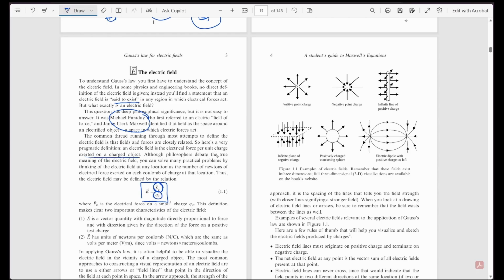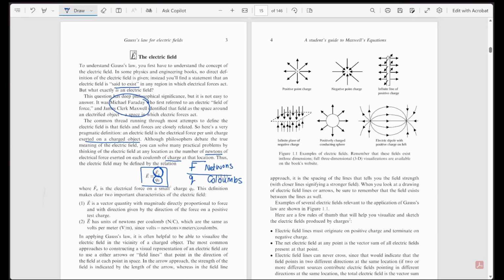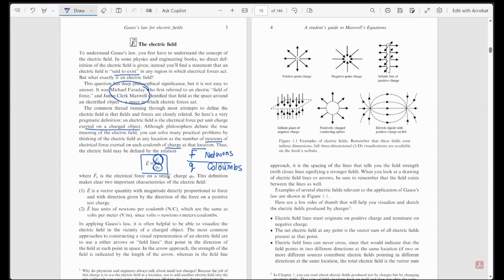Although philosophers debate the true meaning of the electric field, you can solve many practical problems by thinking of the electric field at any location as the number of newtons of electric force exerted on each coulomb of charge at that location. Thus, the electric field may be defined by that relation. It says that you could think about electric fields as forces, the newtons exerted per coulomb, so force exerted on charges, where force is the electrical force on a small charge.